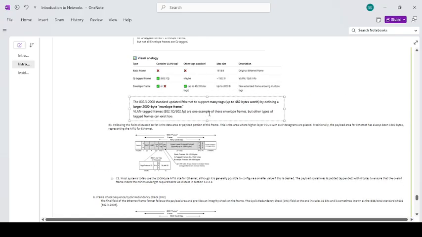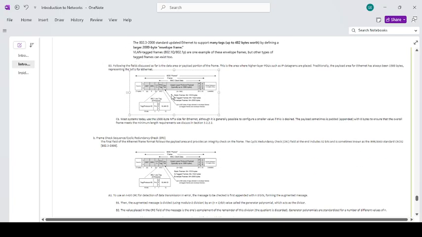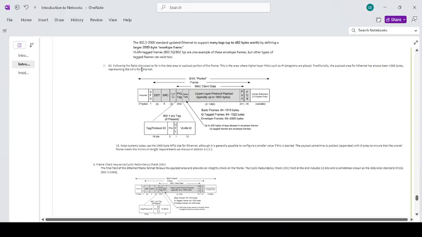The 802.3 2008 standard updated Ethernet to support many tags up to 482 bytes worth by defining a larger 2000 byte envelope frame. So it started with 802.3 2008. VLAN tag frames 802.1Q/802.1P are one example of these envelope frames, but other types of tag frames can exist too. Following the fields discussed so far is the data or payload portion of the frame. This is the area where higher layer PDUs such as IP datagrams are placed.